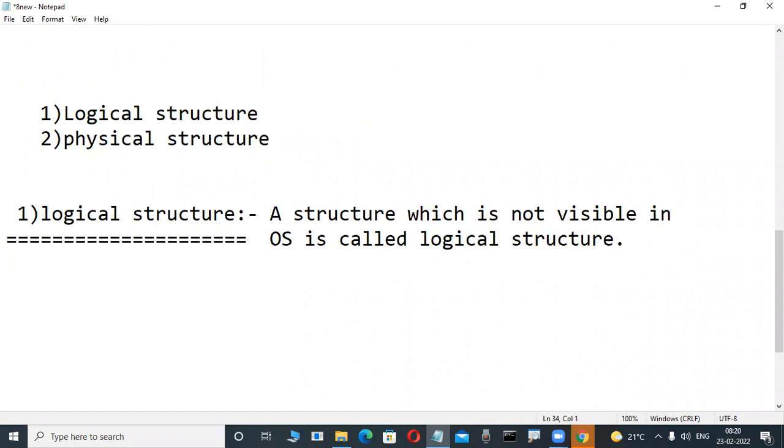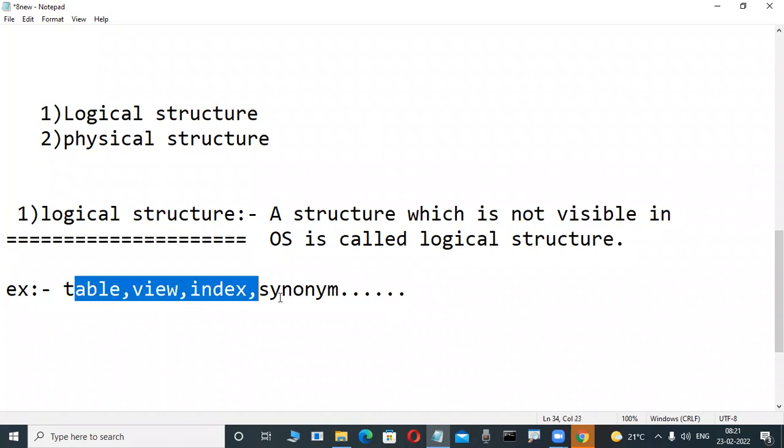Suppose you are creating a table in a project, either in Oracle or SQL Server. Is the table visible in the C drive? No. Suppose we create a view, is that visible? No. An index? No. A synonym? No. That's why there are so many database related concepts, which we are learning in our course. Don't worry. These structures are not visible in the operating system, in the C drive or D drive.